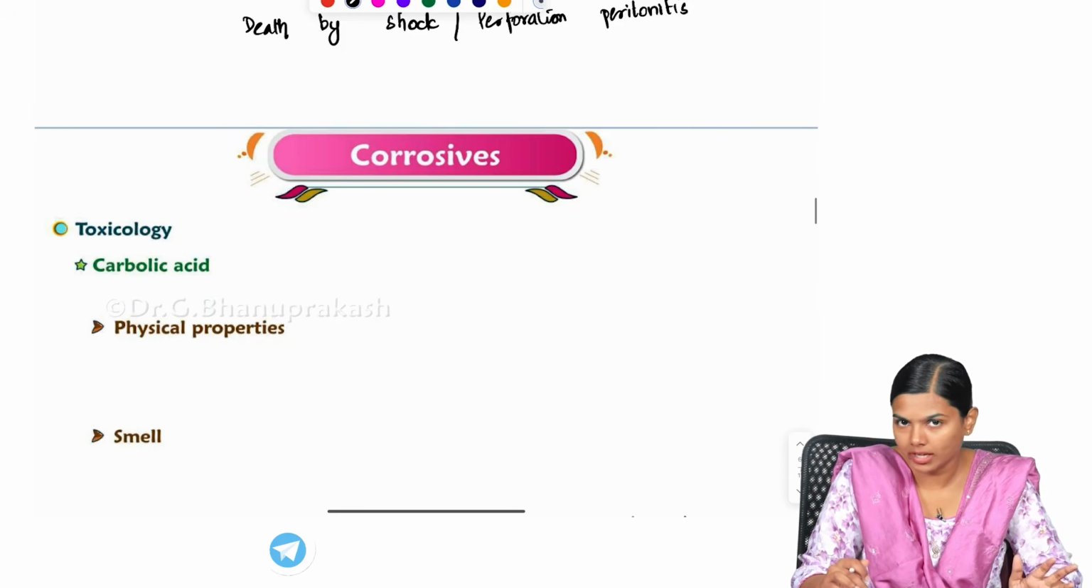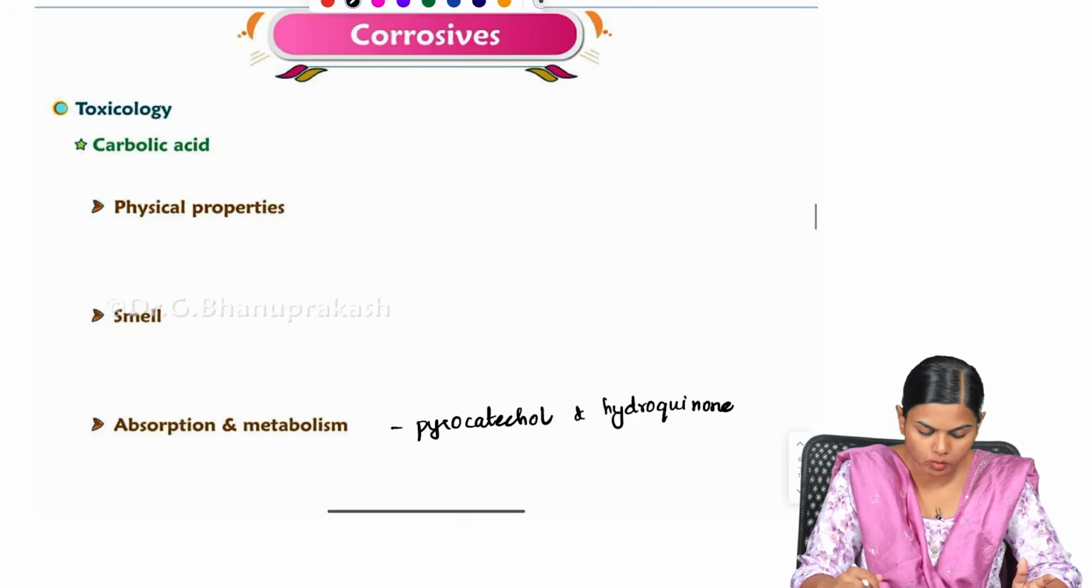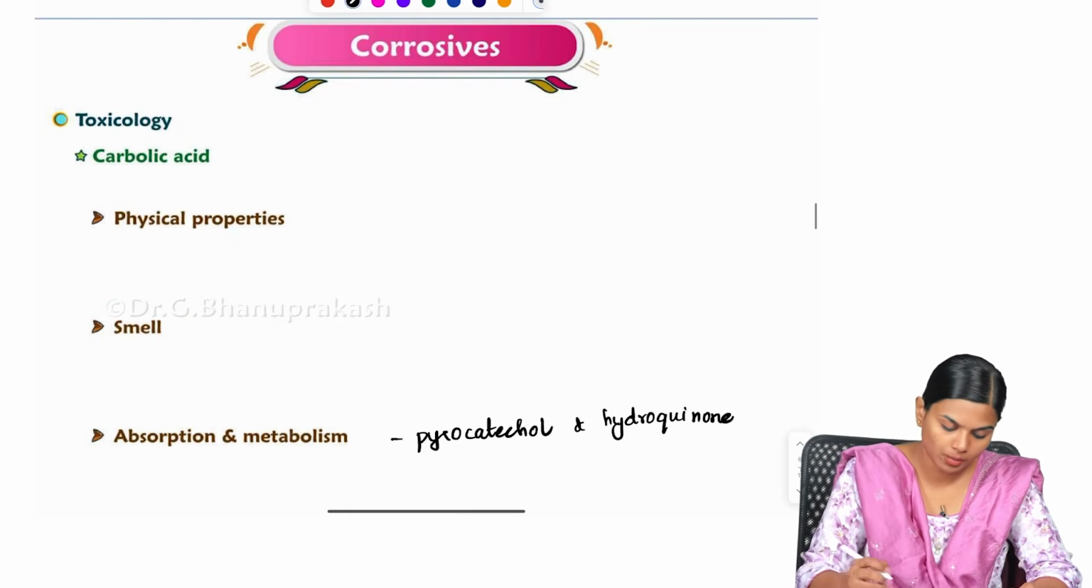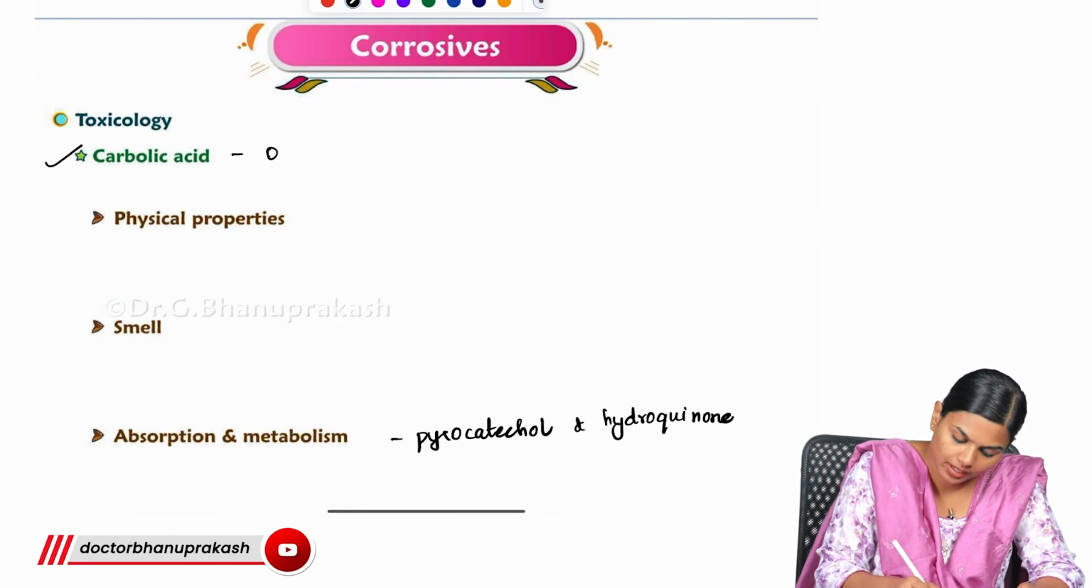So we have seen boric acid and sulphuric acid. Next, what we are going to see is carbolic acid. It is an organic acid.